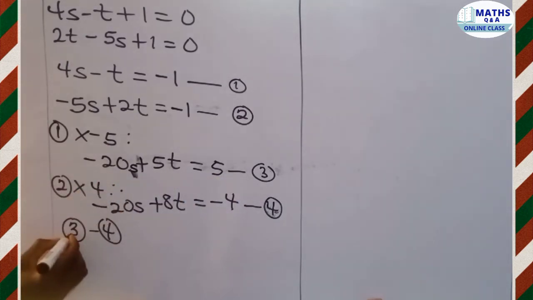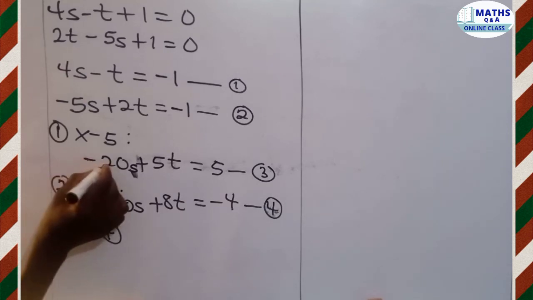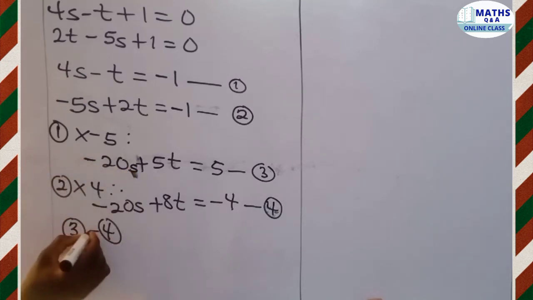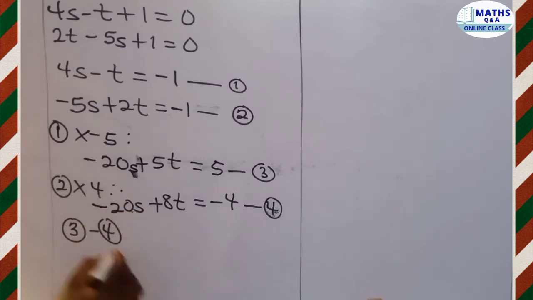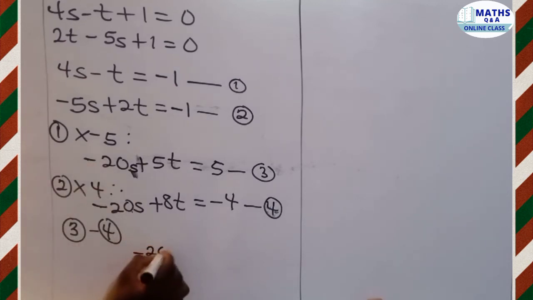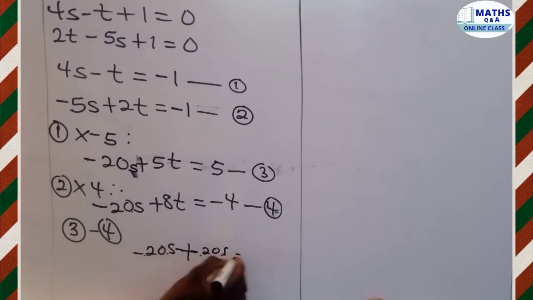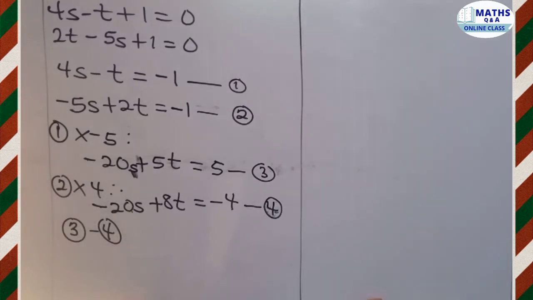Okay, so from equation 3, we have -20s minus -20s. Since negative and negative meet, they turn to positive. Now it becomes -20s plus 20s, and that would be what? 0, right? So it means we won't get any value for the s. Now the s has been eliminated.